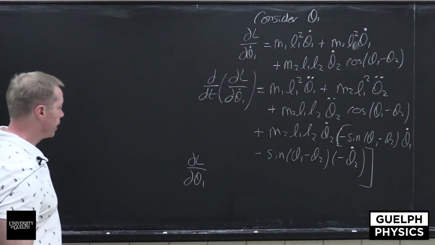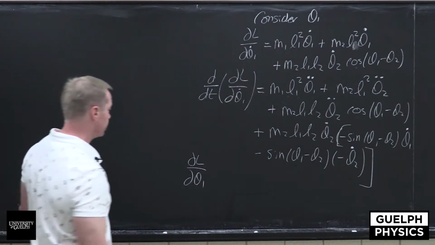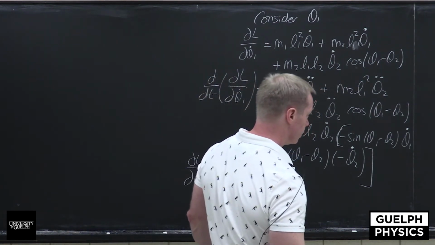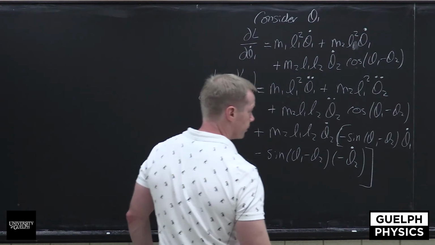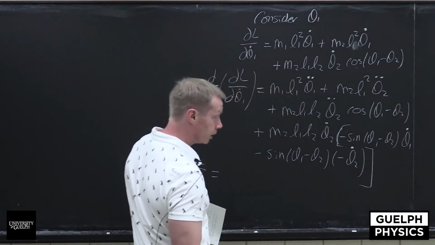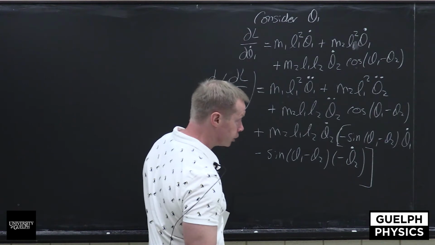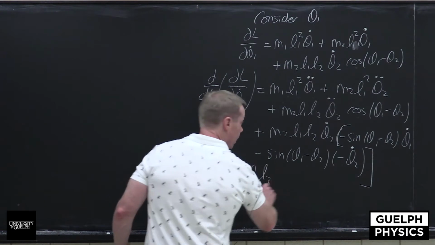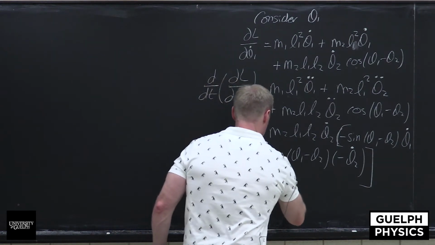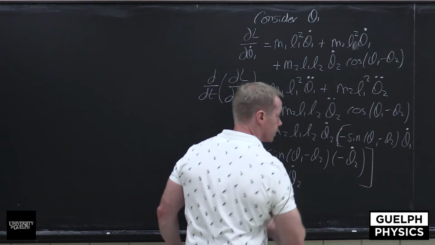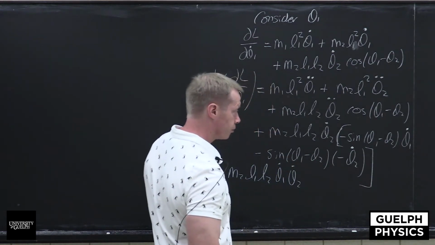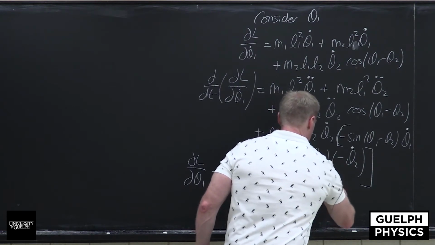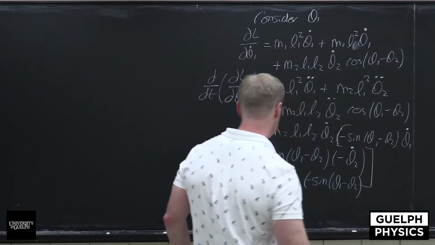So the other term that we need is this partial with respect to theta 1. So I return back to my original Lagrangian, and so I have a term that will arise from the kinetic energy part. So there will be an m2 L1 L2 theta 1 dot theta 2 dot. And then this is a partial with respect to theta 1. So there's a minus sine theta 1 minus theta 2.